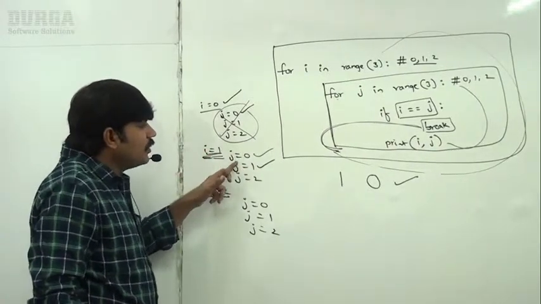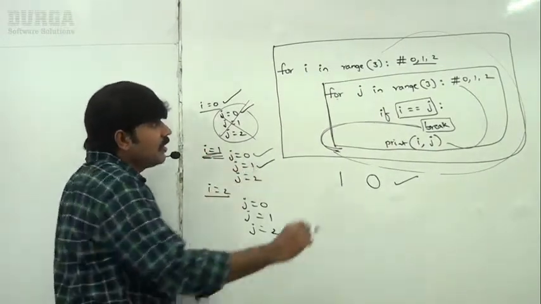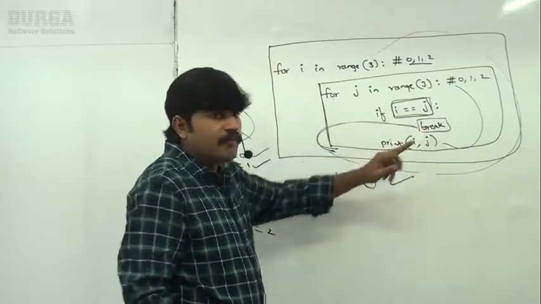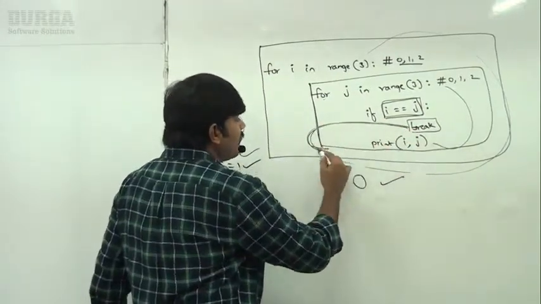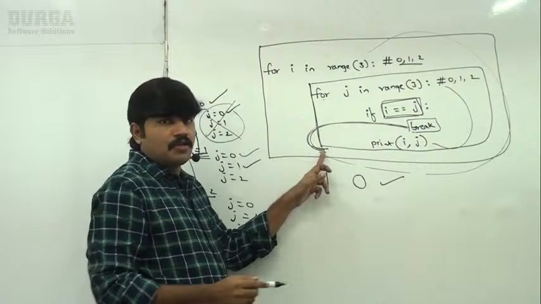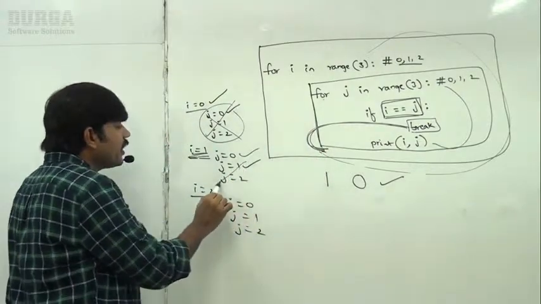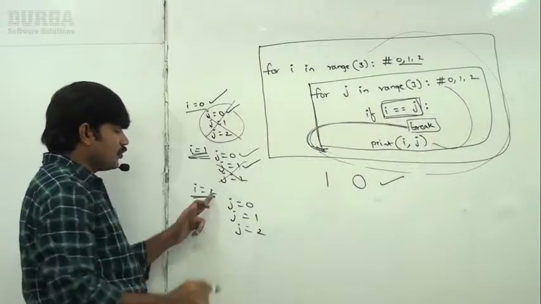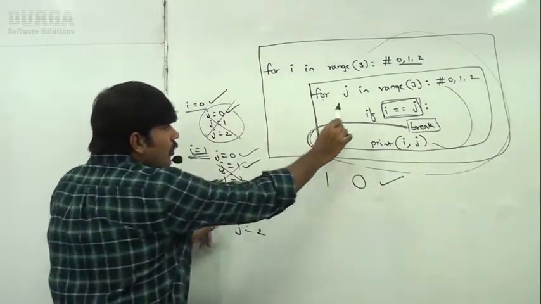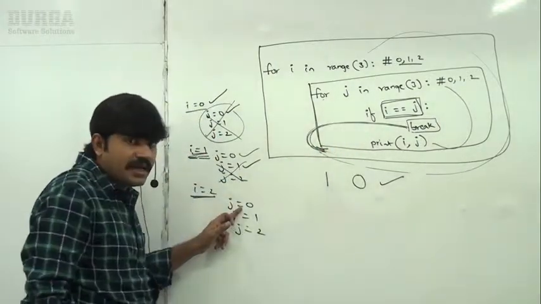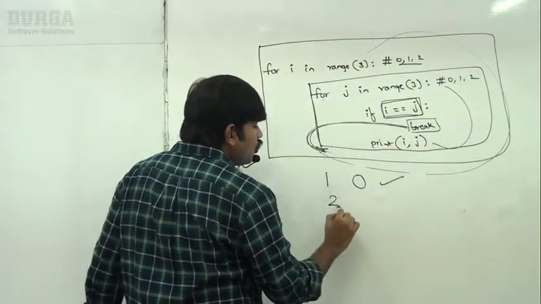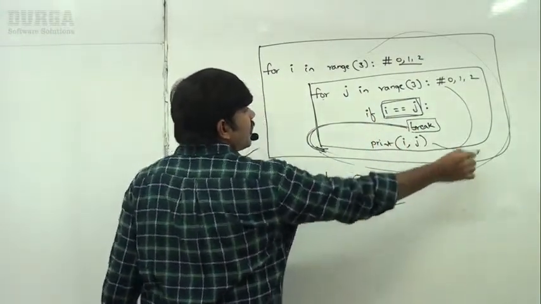i is equal to 1, j is equal to 1 means both are equal. If both are equal, break, sir. Break means come out of the inner loop. Now the inner loop won't continue. Go for the outer loop. Now i is equal to 2, sir. i is equal to 2, j is equal to 0. Both are not equal, print 2, 0, printed, sir.